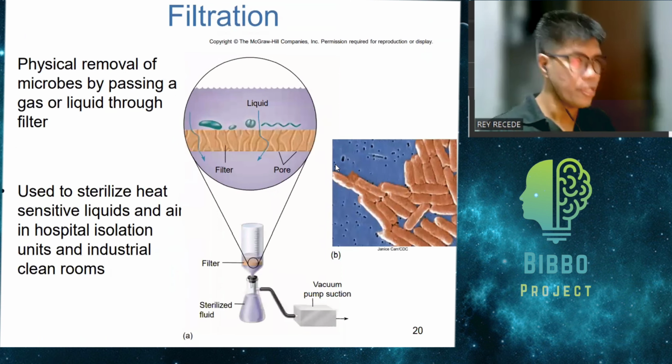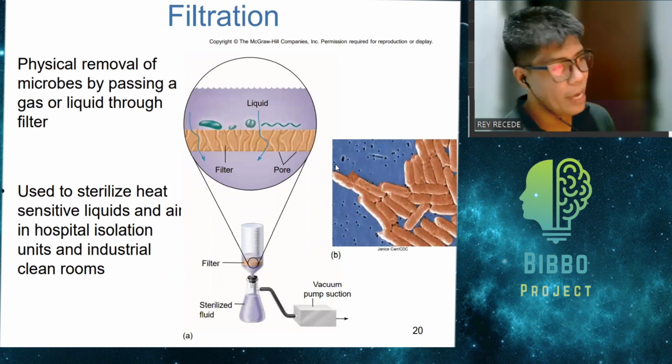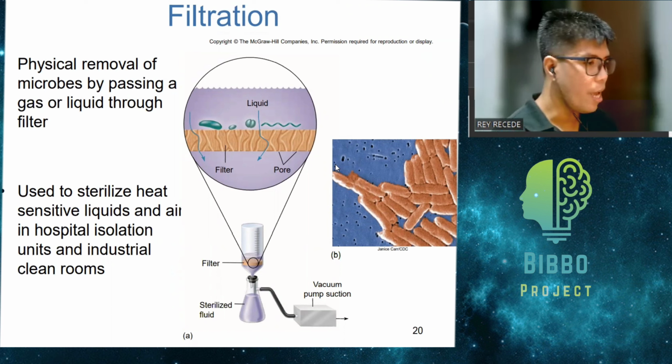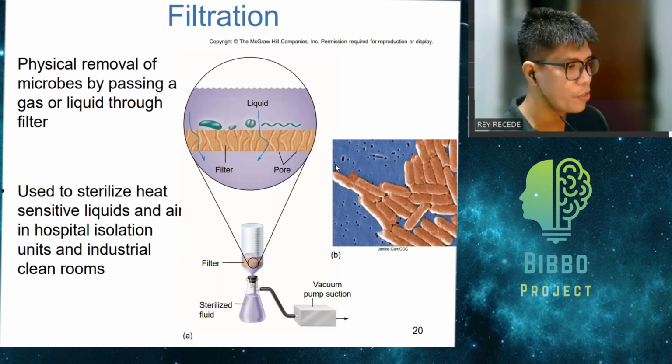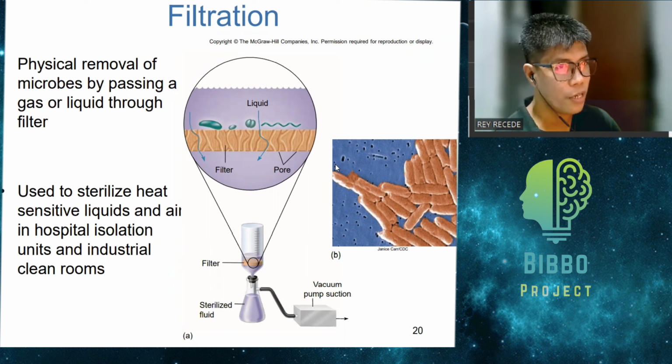You also have filtration, which refers to the physical removal of microbes by passing a gas or liquid through a filter. In addition, it's used to sterilize heat-sensitive liquids and air in hospital isolation units and industrial clean rooms. So as you can observe, this is something you have to be aware of because most of you, if not all, are going to be working in the hospital.